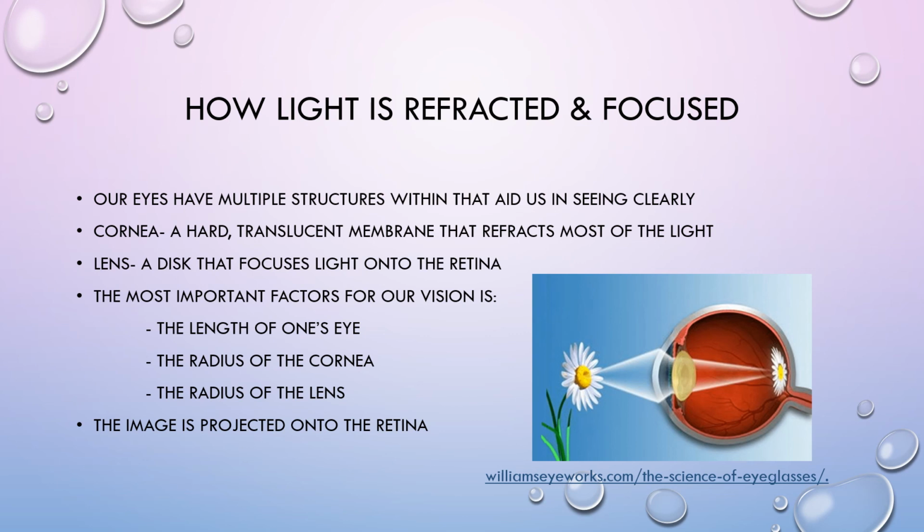The most important parts for one's vision are the length of one's eye, the radius of the cornea, and the radius of the lens. If there are problems with any of these, that might result in blurry vision. When light shines through the cornea and the lens, the image is projected onto the retina.